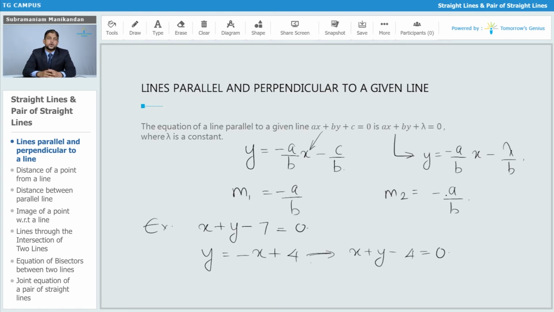So this is the important thing. If we write both the equations in the general form of the equation of a straight line, and in that form the x and y coefficients of the two straight lines are the same, then if the constant terms are different, we can conclude that the two lines are parallel to each other.